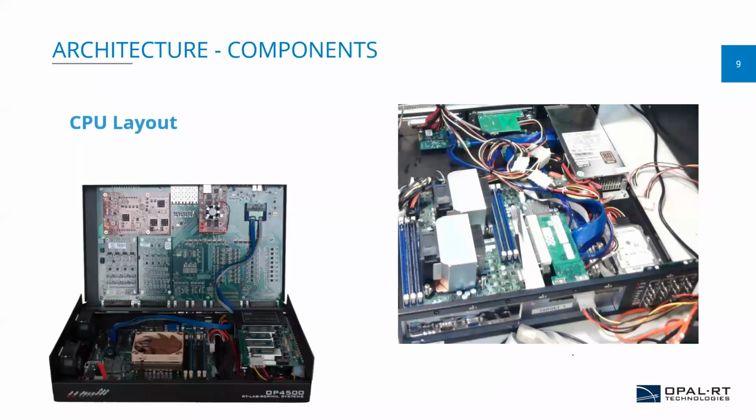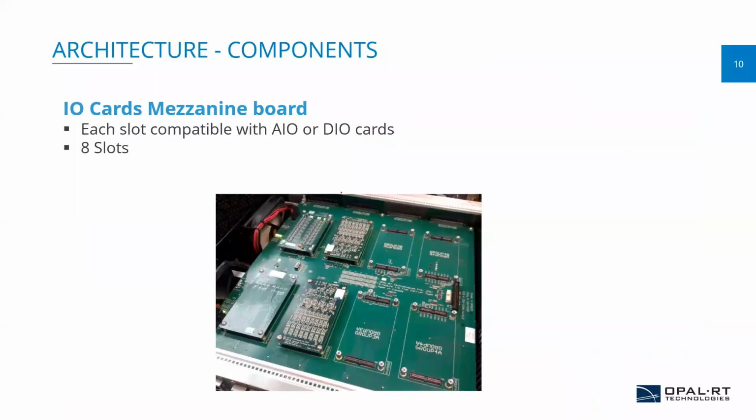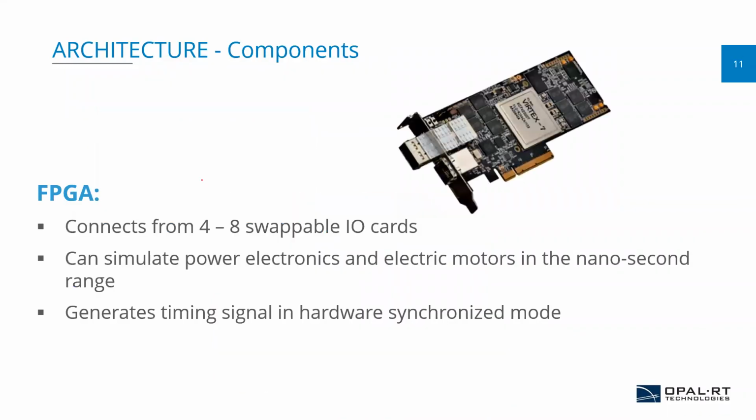And this is your OP4510, and this one is your SMPS, this one is your CPU, this one is the RAM, and this one is the FPGA. And this is the IO card, analog in, analog out, digital in, digital out IO card, and this is the FPGA card. We are using this FPGA to manage the IO card.